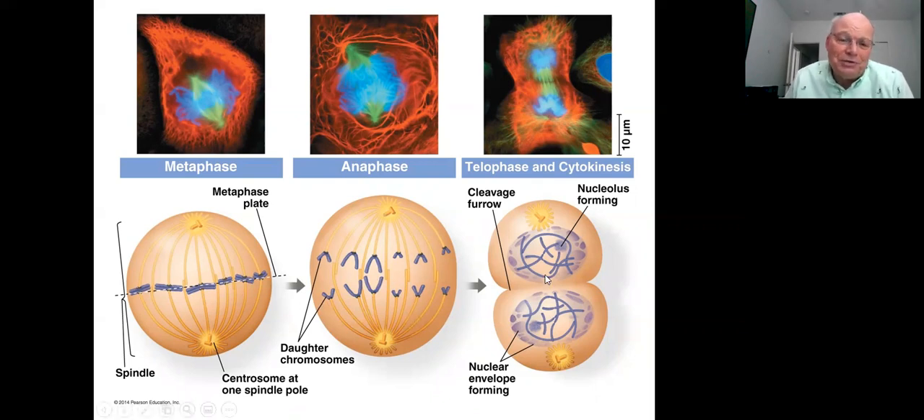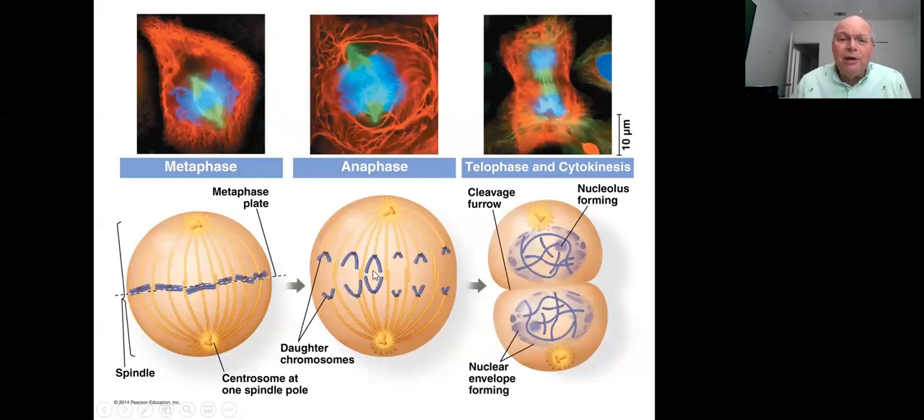So they are daughters of the same chromosome. They are now separating from each other. Notice that not all of the microtubules are necessarily attached to chromosomes. We'll talk a little bit more about those in a couple of minutes.